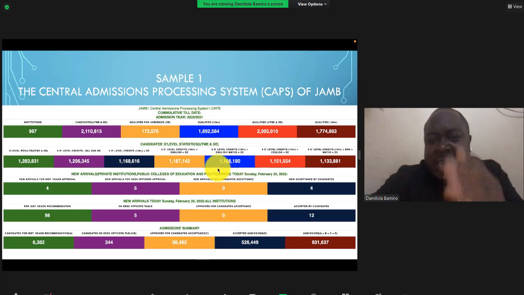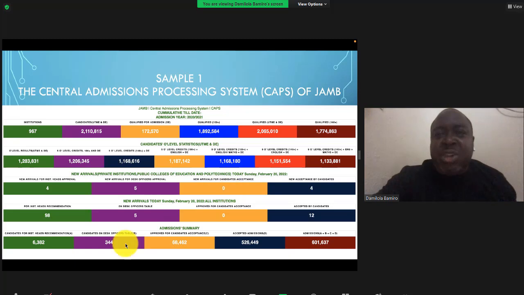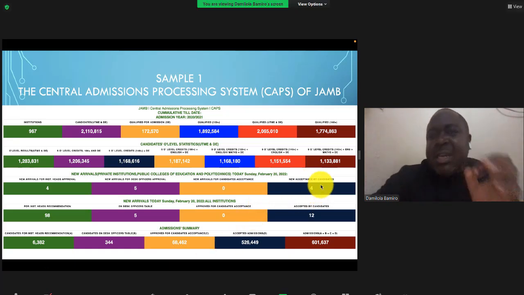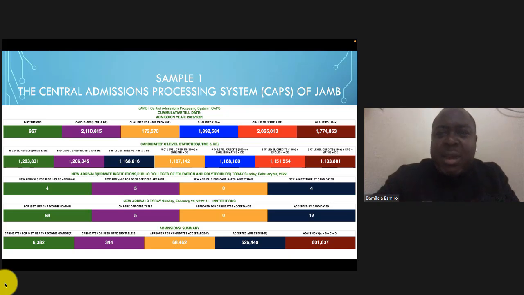New arrivals for candidates' acceptance means all candidates that were proposed admission have accepted the admission, and 4 means that this was the latest acceptance by candidates. As every VC is working on his desk in any university in this country, this dashboard here is changing. Instantly, it's changing. Once he clicks submit in the University or UNN, this dashboard is changing.